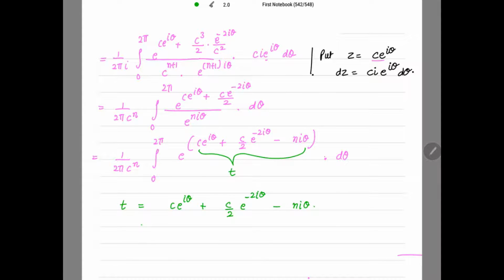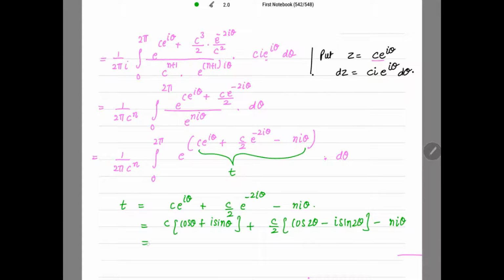Now this is equal to c, cos theta plus iota sine theta, plus c by 2, cos 2 theta minus iota sine 2 theta, minus n iota theta. Fine.